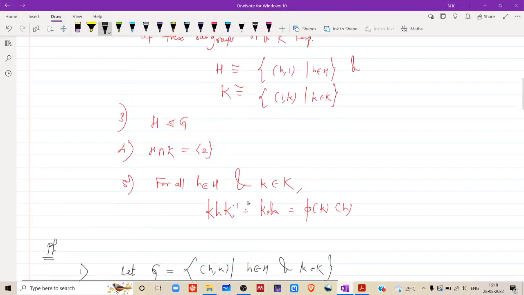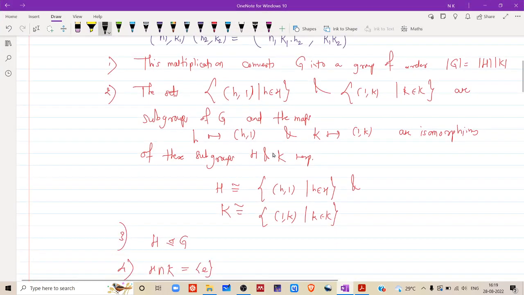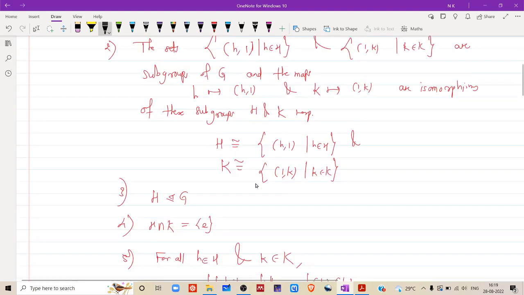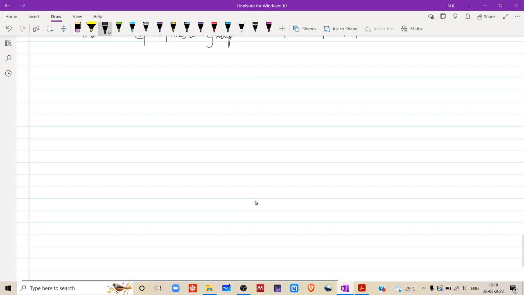After this, let's now move to the second part of this particular theorem, that the sets h comma 1 where h belongs to H and 1 comma k where k belongs to K are subgroups of G, and we have to establish isomorphism between H and this particular subgroup, right. So let's get started with this particular part now. So what I'm going to do, first of all, I'm going to write down a set which is given to us and I'm going to name it. Okay, so let's try to label the given set like this.